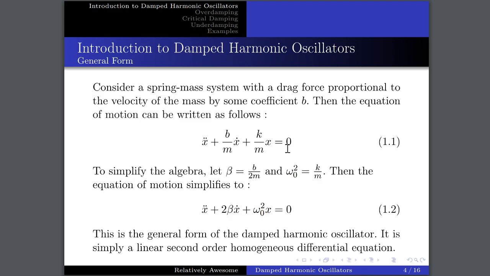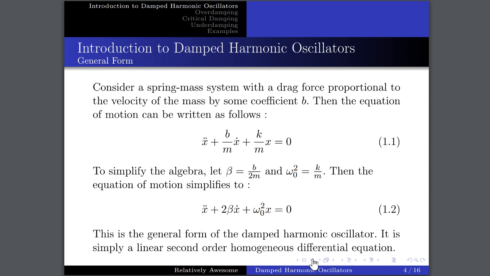Now we will look at the general form of the damped harmonic oscillator. Consider a spring mass system with a drag force proportional to the velocity of the mass by some coefficient b. Then the equation of motion can be written as follows. To simplify the algebra, let beta be equal to b over 2m, and let omega naught squared be equal to k over m. Then the equation of motion simplifies to the following. This is the general form of the damped harmonic oscillator, and it is simply a linear second-order homogeneous differential equation.